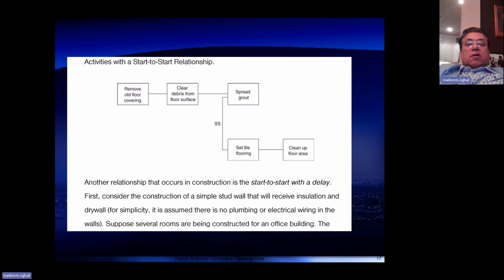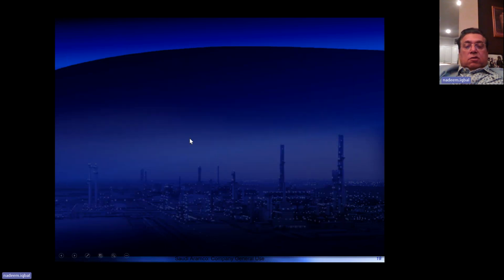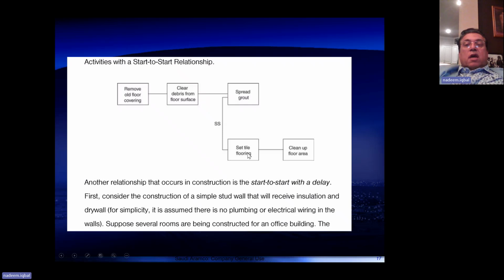Another relationship that occurs in construction is start to start with a delay. First, consider the construction of a simple stud wall that will receive insulation and drywall. It is assumed there is no plumbing or electrical. Suppose several rooms are being constructed in the building. Here, start to start. In this, you remove old flooring, you clear the debris from the floor surface, then you spread grout, set tile flooring, and clean up the floor.